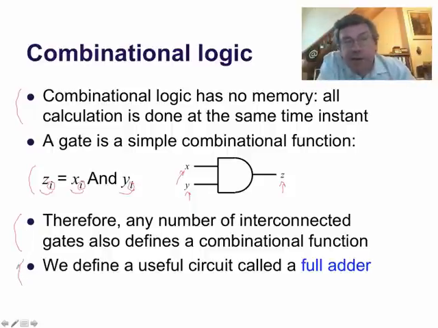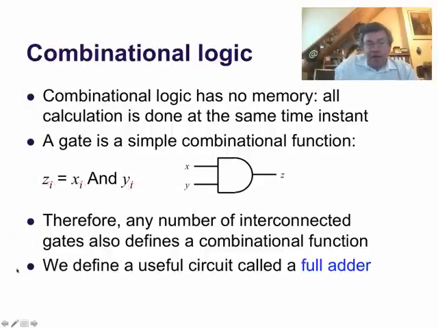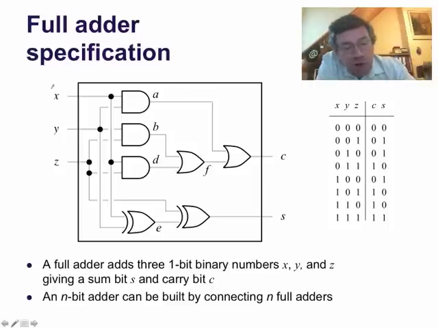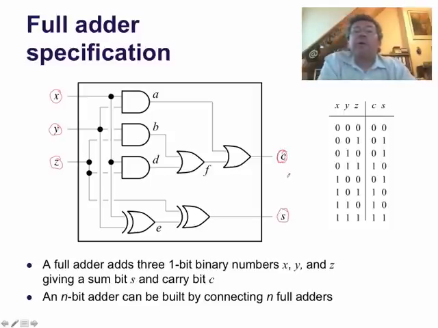So let's define a useful circuit called a full adder with this idea. A full adder is the basic building block of an adding machine. It's able to do all kinds of additions with 1-bit numbers. It takes 3 1-bit numbers, which can be either 0 or 1 each, and it calculates their sum as a 2-bit number. In fact, there's a sum bit and a carry bit together forming the 2-bit number.